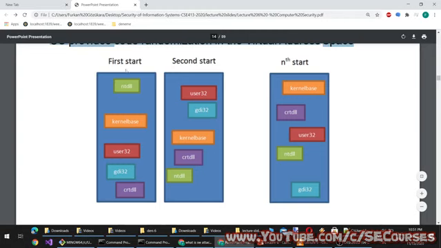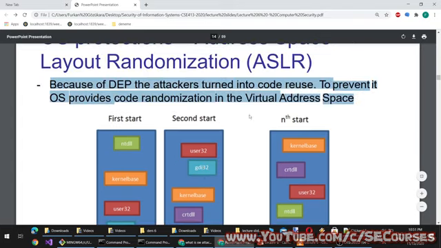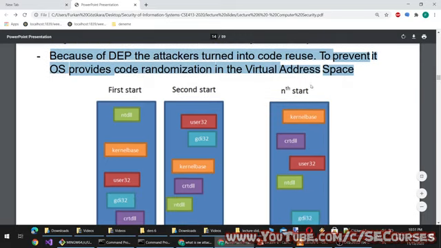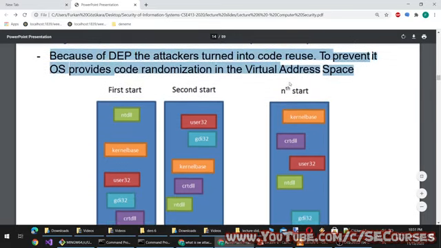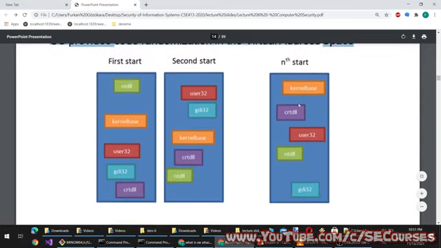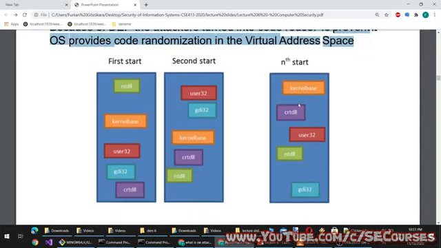So this is the first start: ntdll, kernelbase, user32, gdi32, critical DLLs, and in the second start, user32, gdi32, kernelbase, and such. You see, at each start of the operating system, the memory addresses of the kernel space processes are changed, as you can see.